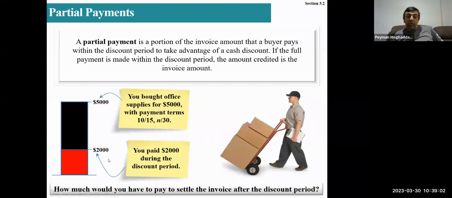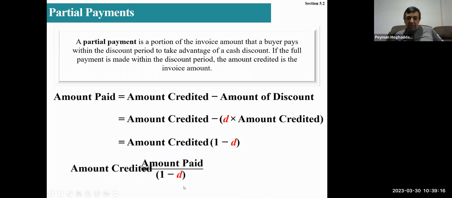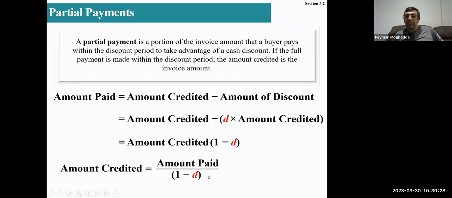Okay, so since you are in the discount period, your $2,000 is going to be worth even more, right? So your $2,000 is not going to be $2,000. It's going to be more than $2,000. Okay. So how much more? It's going to be the $2,000 divided by 1 minus D. For example, if the discount is 10%, divided by 90%, rather than multiplied by 90%. Okay. So if you pay a certain amount in the discount period, the amount that you pay is going to be divided by 1 minus D. That's going to be the amount credited, right?